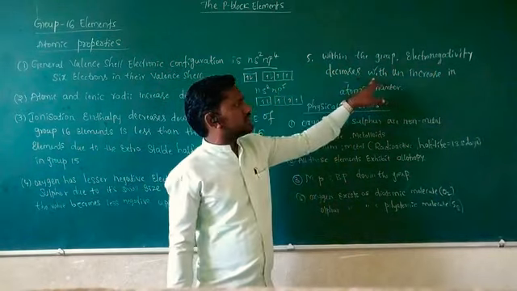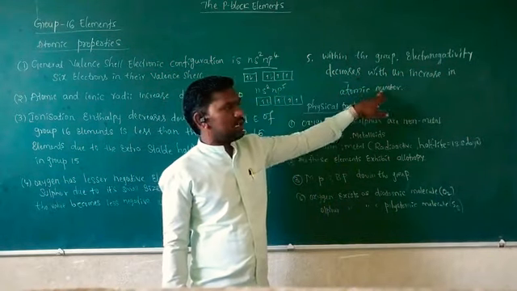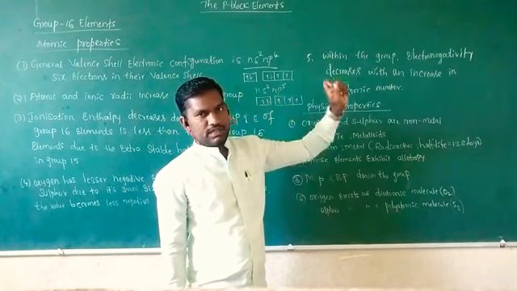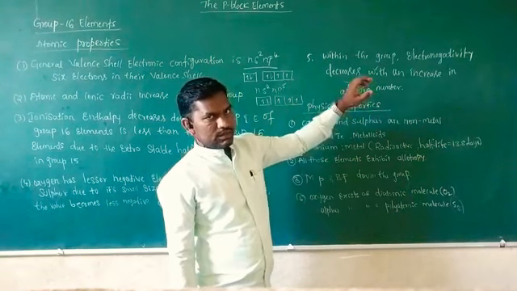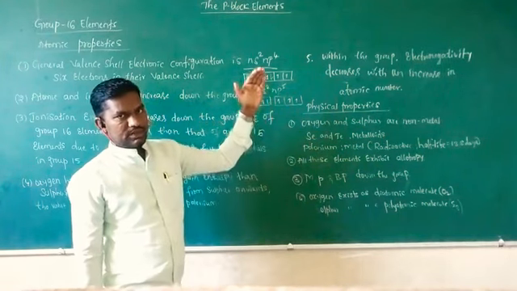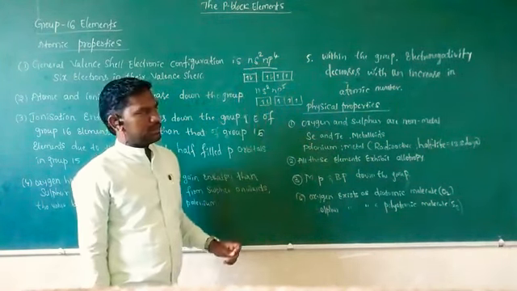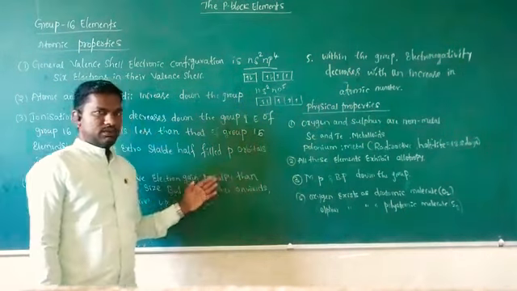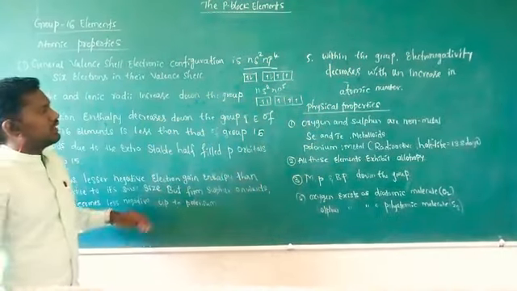Electronegativity decreases with the increase in atomic number. As atomic number increases, electronegativity decreases. The most electronegative is oxygen, and electronegativity decreases down the group from oxygen to sulfur, selenium, tellurium, and polonium.